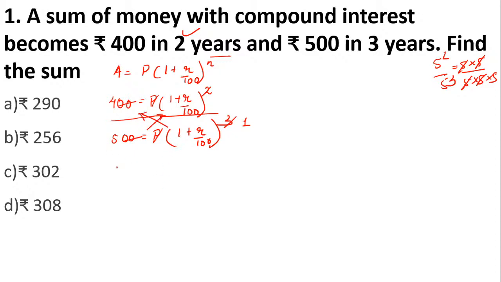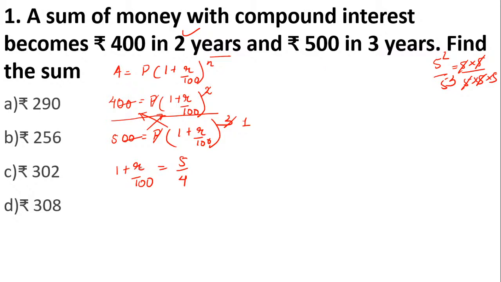So here we have 1 plus r upon 100 and we have 5 upon 4. Okay, formula, Kaushal is asking formula. This is the formula, dear. A is equals to amount is equals to principal into 1 plus rate upon 100 to the power of n. So n is the number of years. First it was 2, next time it was 3.